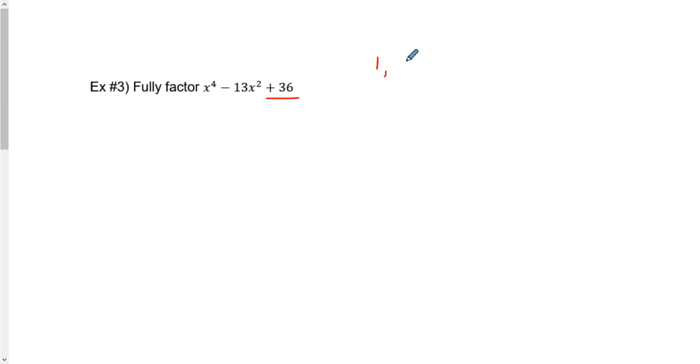Those would be 1, 2, 3, 4, 6, 9, 12, 18, and 36. More specifically, positive and -1, positive and -2, positive and -3, positive and -4, positive and -6, positive and -9, positive and -12, positive and -18, and positive and -36. No, you will not have to check all of these, but you will have to check the ones that obviously make sense.